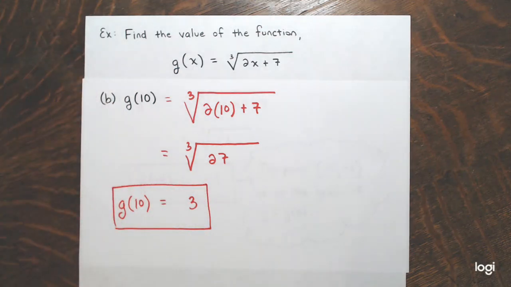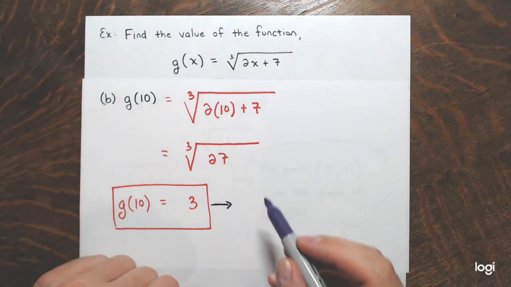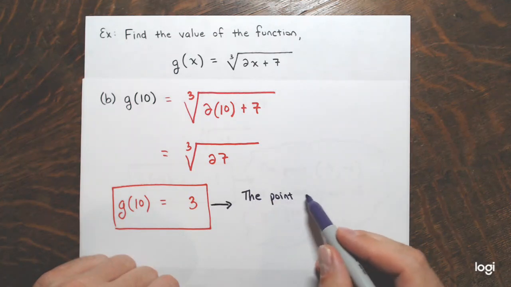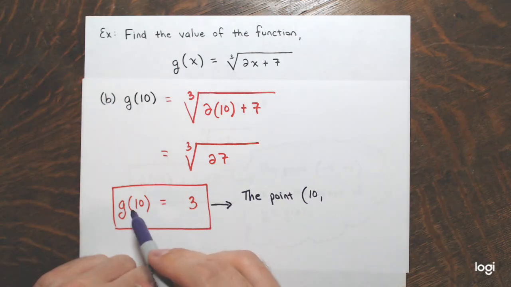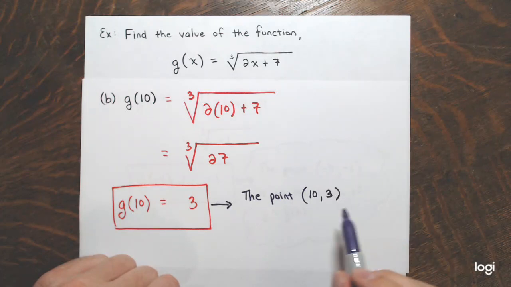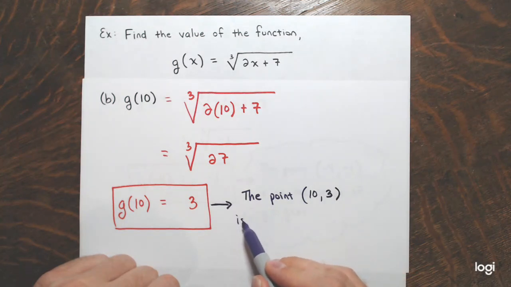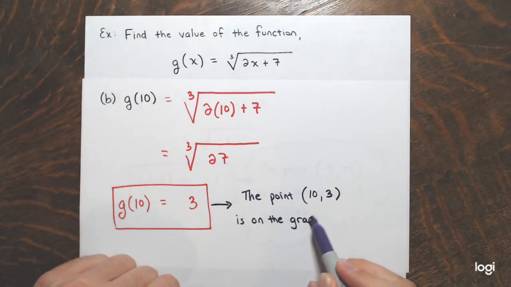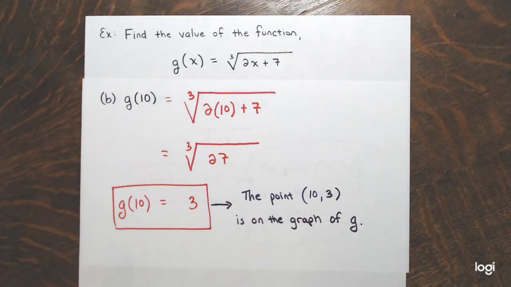All right, and then one more time. Another thing that this means is that I would plot the ordered pair, input 10 as the x coordinate, and g of 10, the output, as the y coordinate of 3. So the ordered pair (10, 3), or the point (10, 3), I would plot that on the graph. I'll just say the graph of g this time, right? The graph of function g.